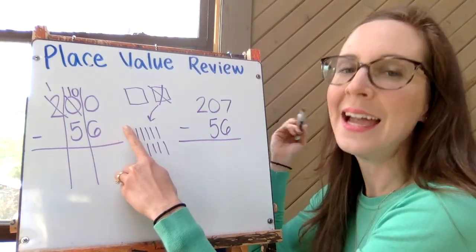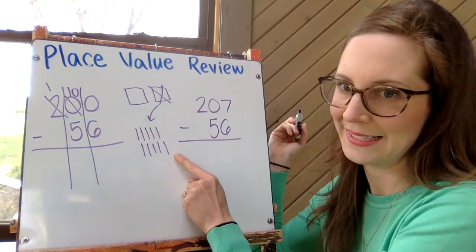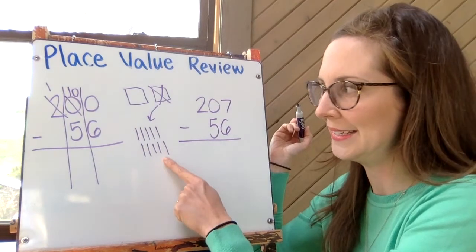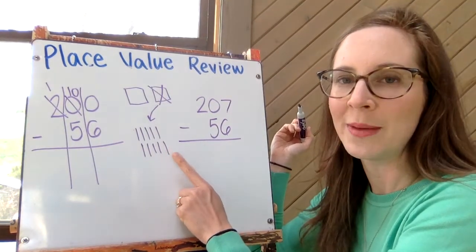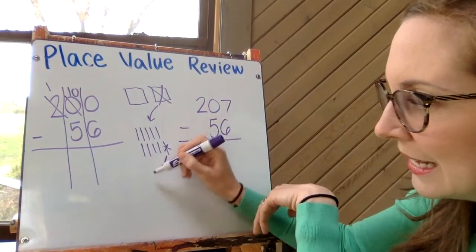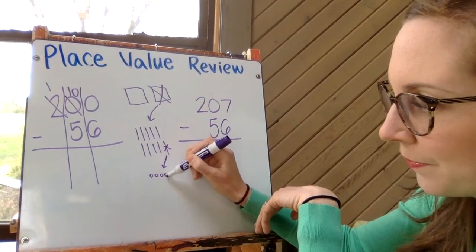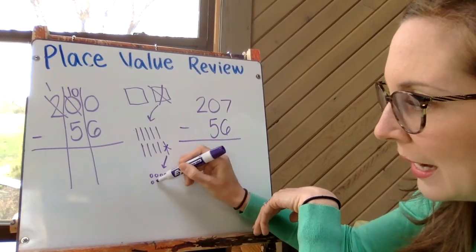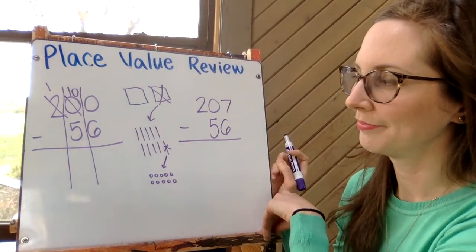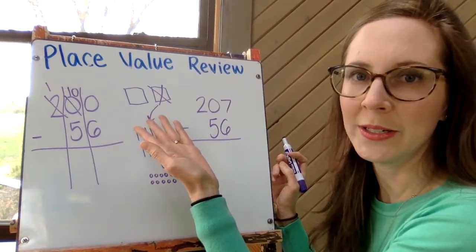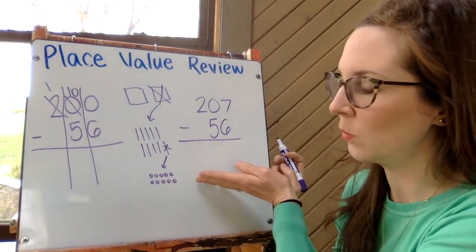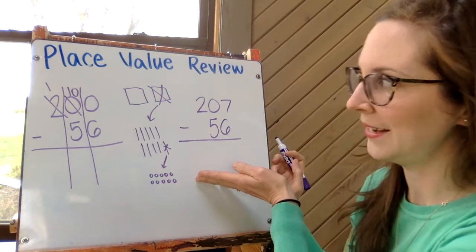So I need to now ungroup one of my tens. So first we had to ungroup 100. 100 became 10 tens. But now I need for one of my tens to be ungrouped, and 1 ten becomes 10 ones. So in this problem, I had to ungroup 2 times. I knew that I had 200, which is a lot, but in order to subtract 56, I needed some tens and ones. So that's why we ungroup.